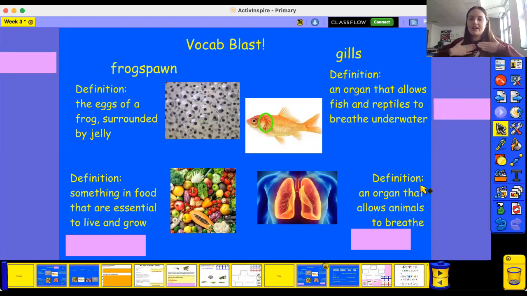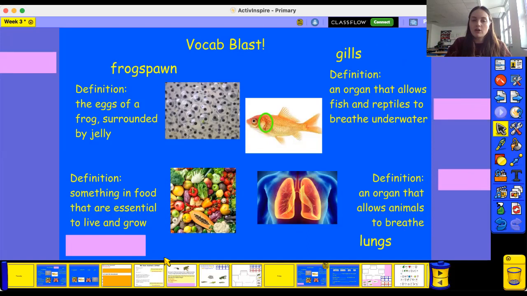What do we have in our chest to help us breathe? Lungs, fantastic. Well done, there's a picture of lungs. And the last thing, this is something in food that's essential for us to live and grow. That's why I've got a picture of lots of different foods. We call these nutrients. Brilliant. So we've got frog spawn, gills, lungs, and nutrients.